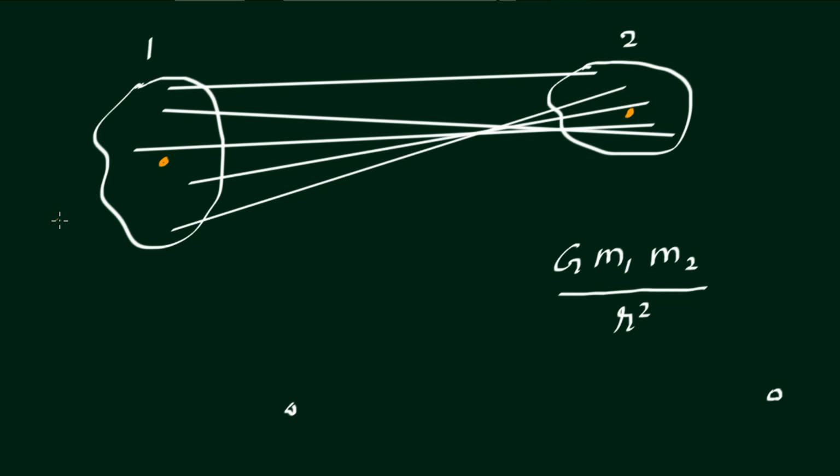All right. Now, let's see if this is valid. Supposing I take the entire mass of asteroid 1 as being located here, and the entire mass of asteroid 2 as being located there, and I take the distance between the centers of the mass, and I use this formula, will I get the correct answer? I will now show you that it won't.